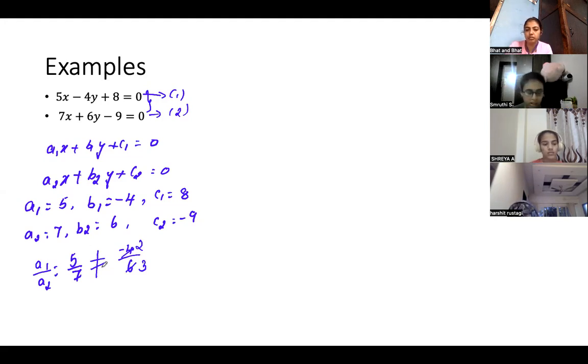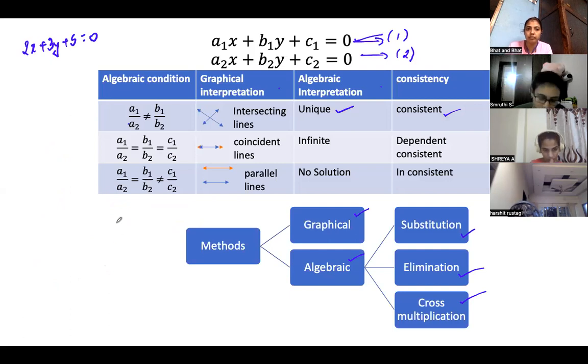Now, in the table, see, a1 by a2 is not equal to b1 by b2. So then graphically, what will happen to the lines? The lines will be intersecting. Okay? They will have intersecting lines. Understood this? Yes.